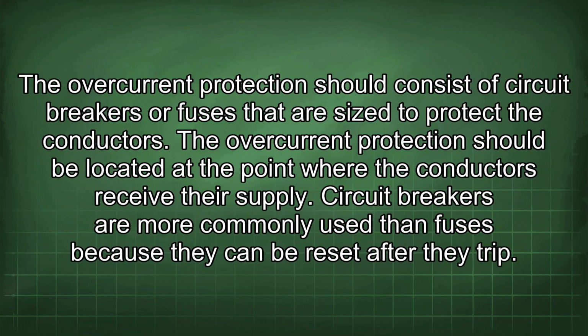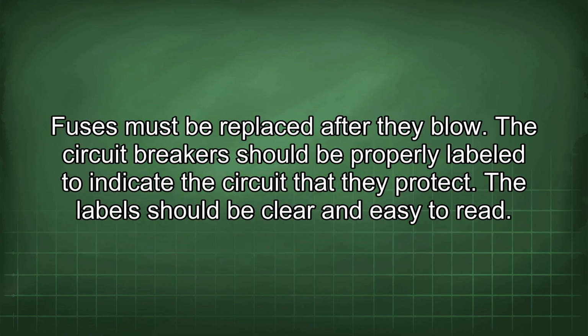The overcurrent protection should be located at the point where the conductors receive their supply. Circuit breakers are more commonly used than fuses because they can be reset after they trip. Fuses must be replaced after they blow. The circuit breaker should be properly labeled to indicate the circuit that they protect. The label should be clear and easy to read.